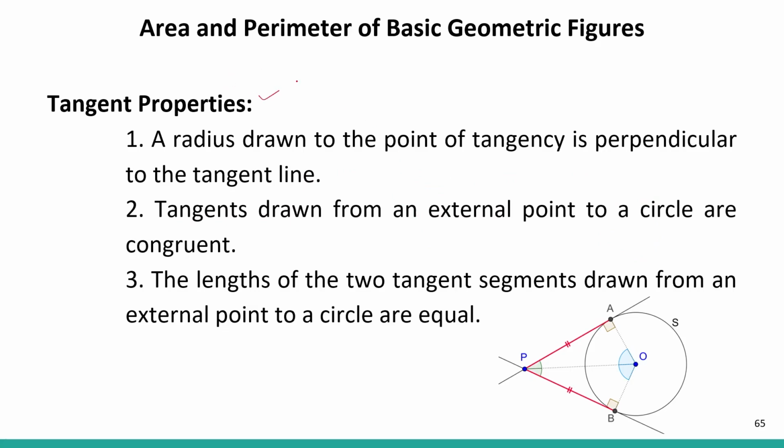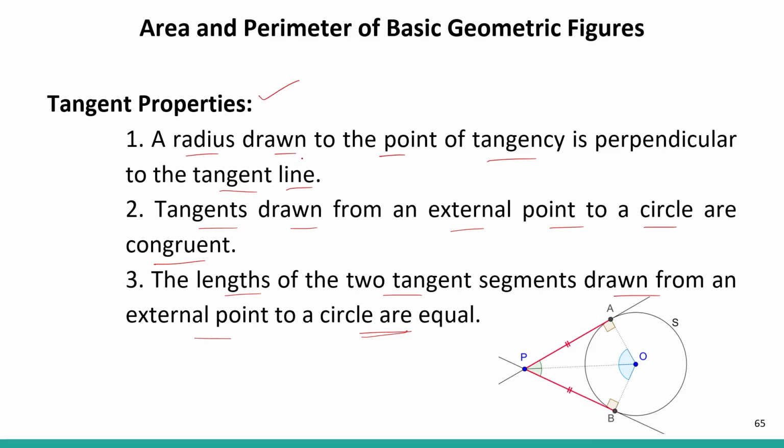So let's see the tangent properties. A radius drawn to the point of tangency is perpendicular to the tangent line. Tangents drawn from an external point to a circle are congruent. The lengths of the two tangent segments drawn from an external point to the circle are equal. Here P is the external point, S is the circle, O is the center, and we have drawn two tangents to points A and B of the circle.